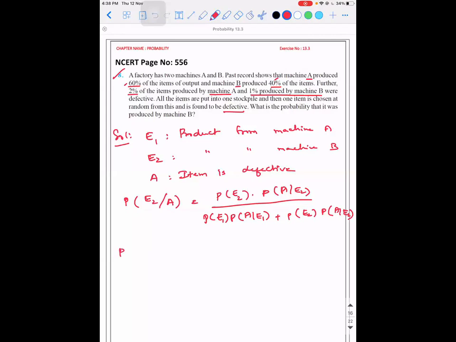So what are the probabilities of E1 and E2? Product produced from machine A is 6 by 10, that is 60 by 100. Probability of E2 is 4 by 10. The probability that it's defective, knowing it has come from E1, is 2 by 100. Probability of A given E2 is 1 by 100. You have all the data, substitute it, that's it.